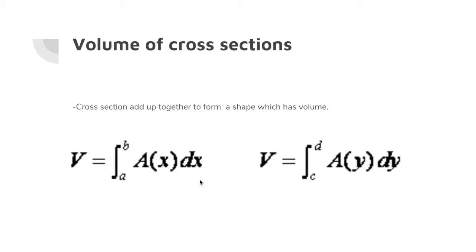The second one, volume of cross sections. Cross sections add up together to form a shape, which has volume. In these two formulas, A(x) is the function of area we are going to use. It is the integral of the function of area from a to b.